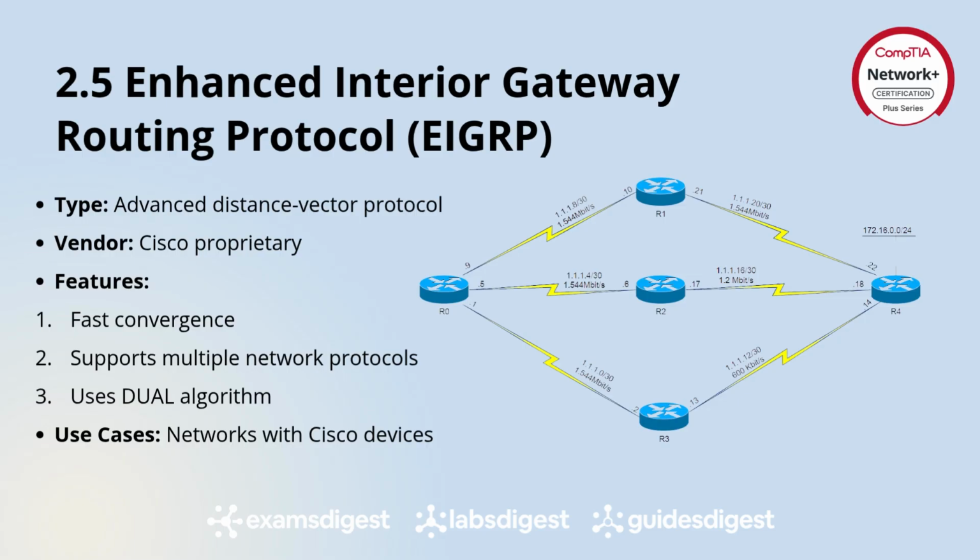EIGRP is known for its fast convergence, meaning it quickly adapts to changes in the network. It uses metrics based on bandwidth and delay to determine the best path. Since it's proprietary to Cisco, it's primarily used in networks that utilize Cisco equipment.